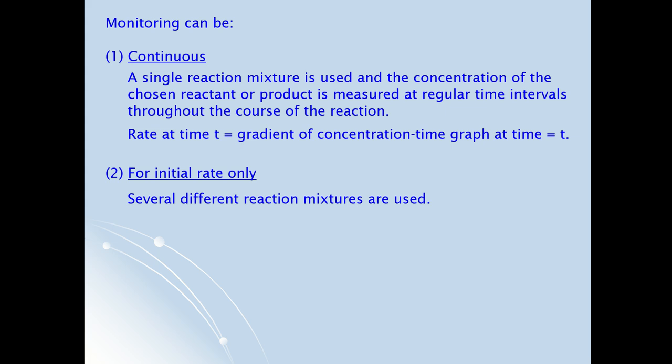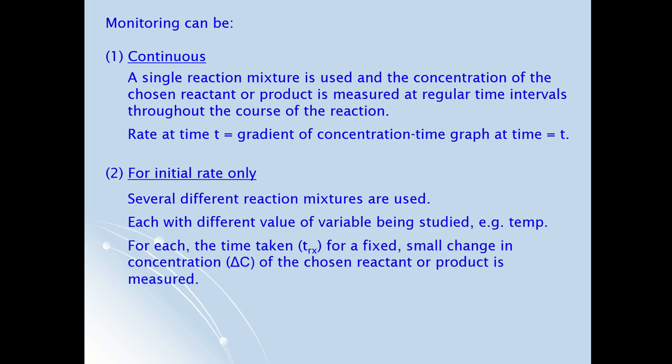Initial rate only is where you do several different experiments, several different reaction mixtures you will use, and each will have a different variable. So for example, you'll change the temperature from experiment 1 to experiment 2 to experiment 3, or you change the concentration, experiment 1 to 2 to 3, of your chosen reactant. And you'll have done these before. You'll definitely have done these at GCSE.